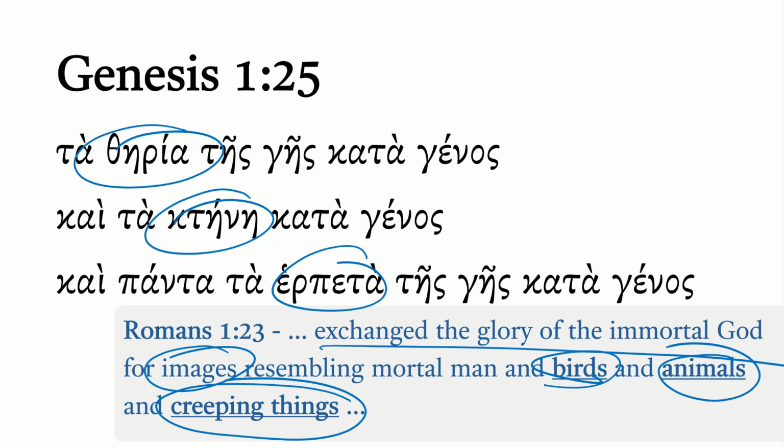So our temptation is not to worship the creator, God here, but to worship all these animals, including us, I suppose, our own image instead. And so Paul here is tapping into this creation line.